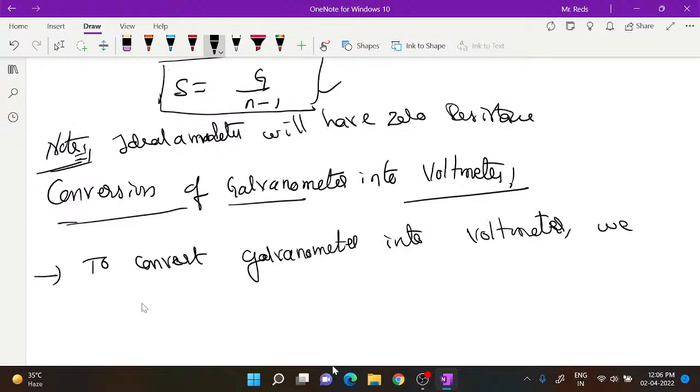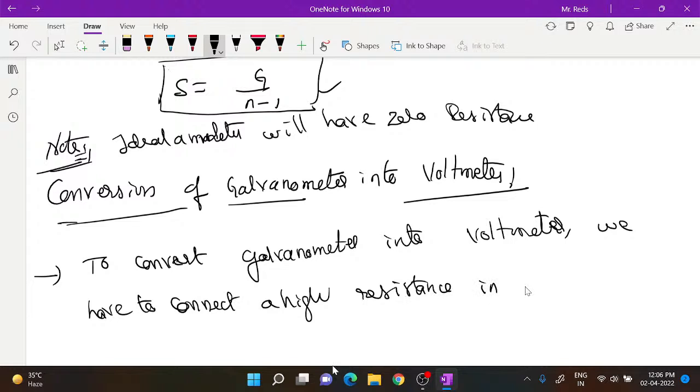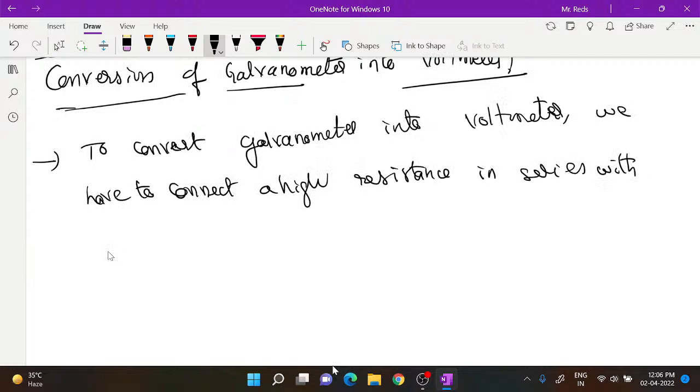What you have to do? We have to connect a high resistance in series with the galvanometer. So pictorially to represent that, let us see here. There is a galvanometer, having galvanometer resistance. Then you have to connect a high resistance R.